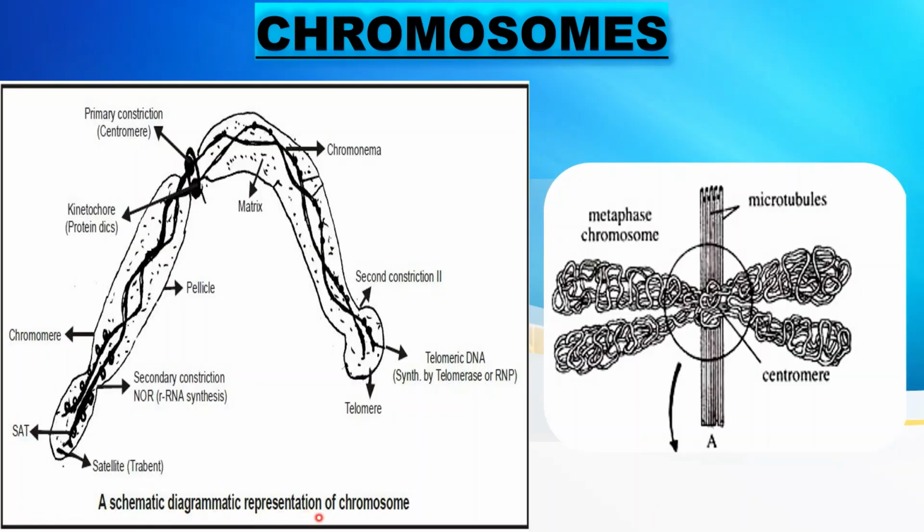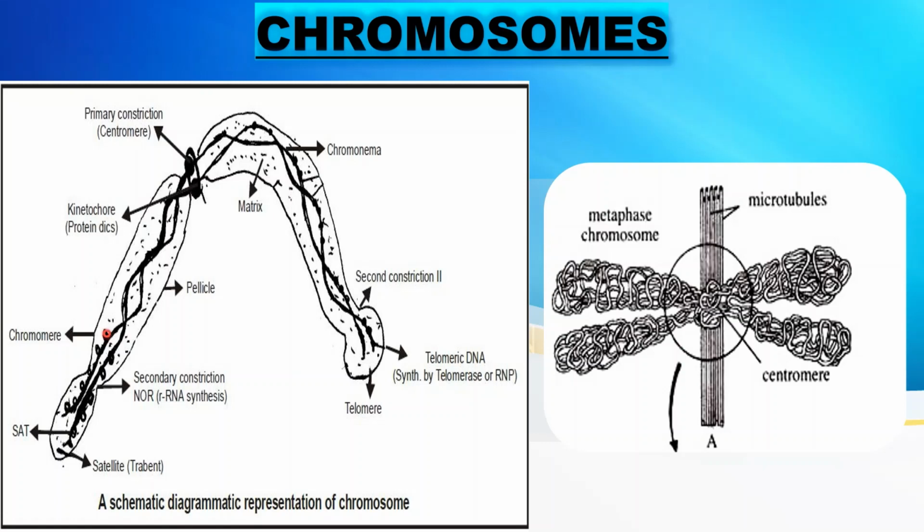This is a schematic diagrammatic representation of a chromosome. The components of chromosome, which I have discussed just now, are very well explained by this beautiful diagram. The outermost covering of the chromosome is called pellicle, and this pellicle is very thin and formed of achromatic substance. This pellicle, this membrane, encloses a jelly-like substance which is usually called matrix. In the matrix is present the chromonema or the chromonemata. The matrix is also formed of achromatic or non-genic material.